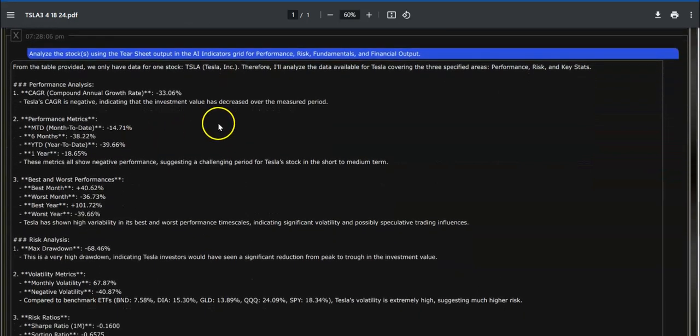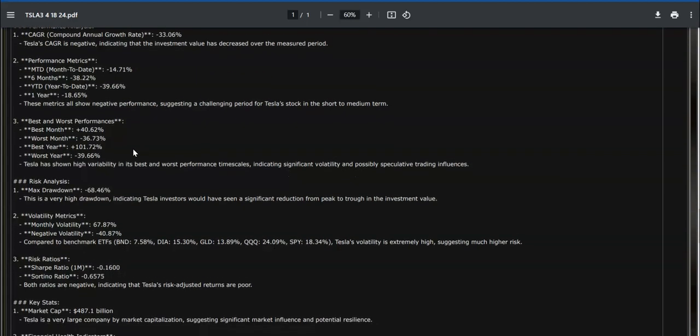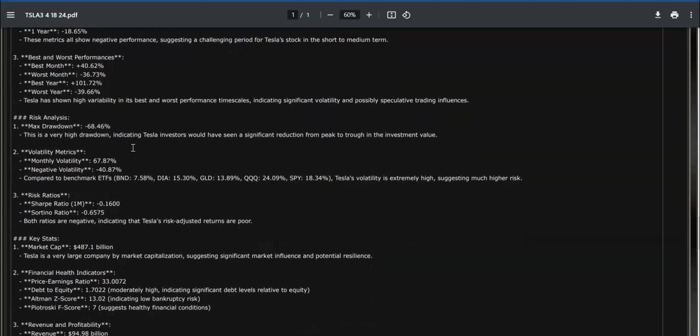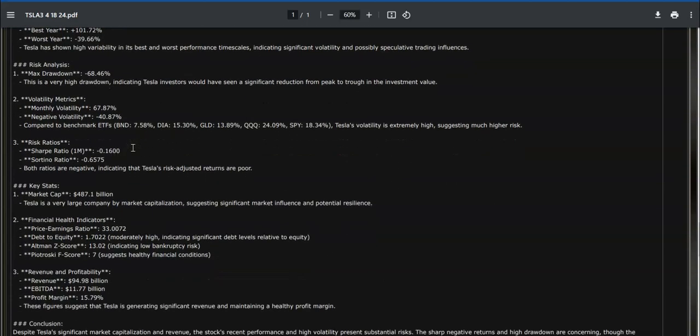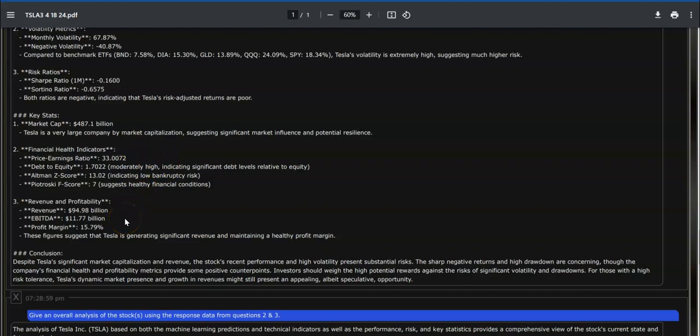The next question is to analyze Tesla using the tear sheet output. And this is particularly for performance, risk, fundamentals, and financial output for Tesla. Now we're getting in more to the mainstream type of analysis that analysts usually do on stocks. You can see performance metrics, best and worst performances, risk analysis, volatility metrics, risk ratios, key stats, financial health indicators, and revenue and profitability, and a conclusion.